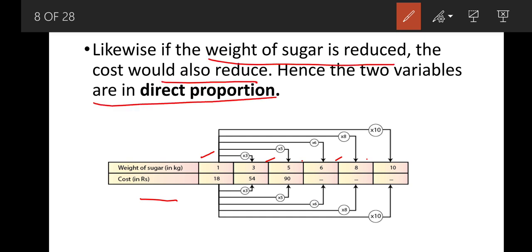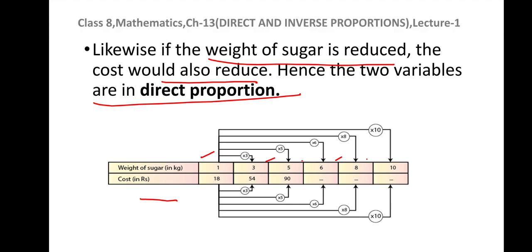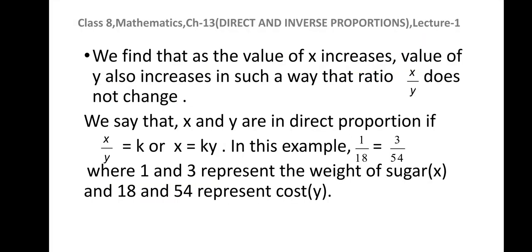Hence, the two variables are in direct proportion, because increase in the weight of sugar results in the increase in the cost of sugar, and decrease in the weight of sugar results in the less cost. So these are the variables which are in direct proportion. We find that as the value of x increases, value of y also increases in such a way that ratio x by y does not change.